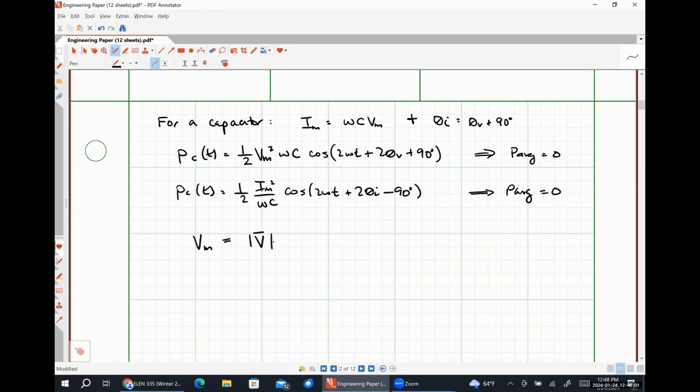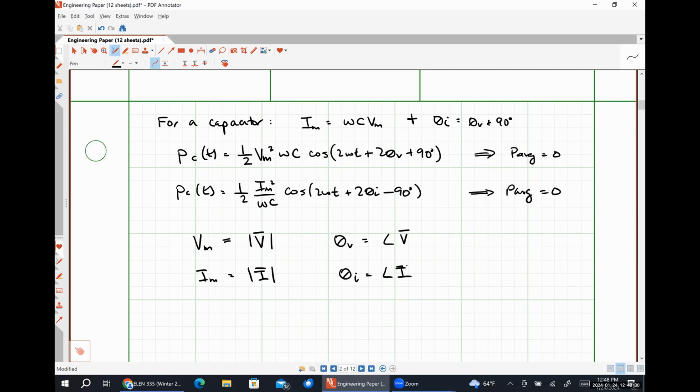So Vm is just the magnitude of the phasor voltage. Theta V is just the angle of our phasor voltage. Im is nothing more than the magnitude of our phasor current of interest. And theta I is just the angle of our phasor current, right?